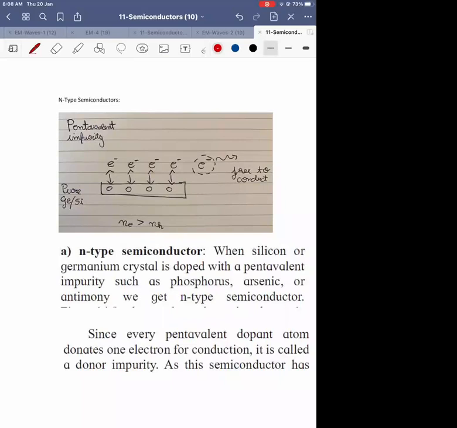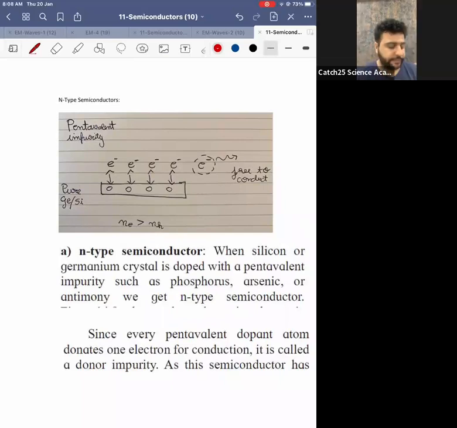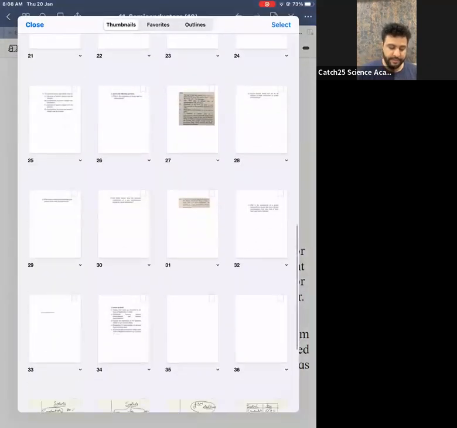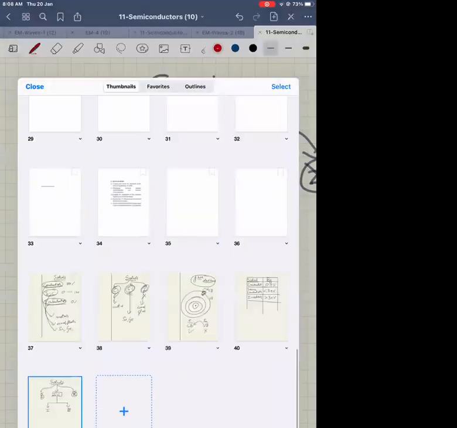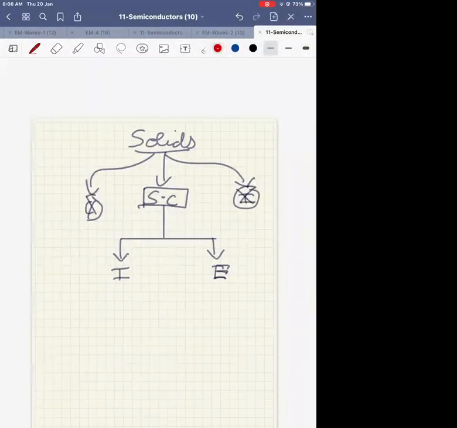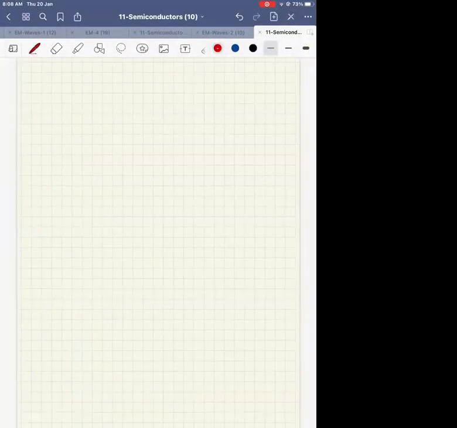Okay, sir. Germanium and silicon have 4 holes in the outermost orbital. Now let us study N-type semiconductor. Don't write. First, let me explain and then you write. Look at the screen.